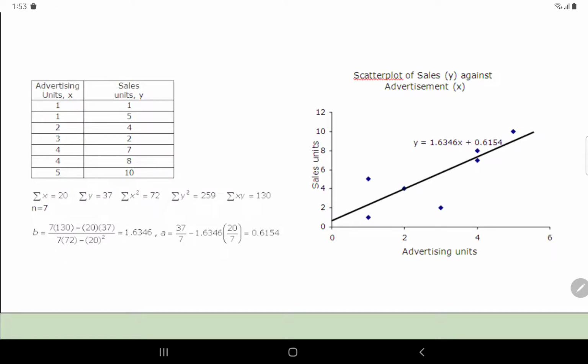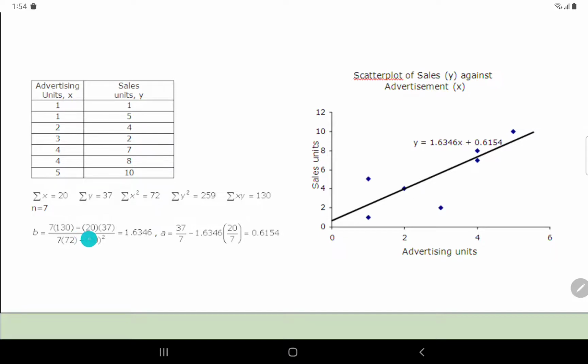Okay, second one, you want to find the equation a plus bx. So this is the data from before. We need to find the total of x, total of y, total of x squared, total of y squared, total of xy, and our n, and insert them into the formula for finding b.